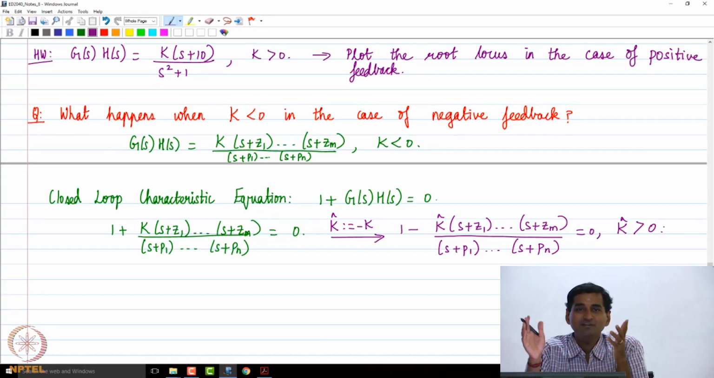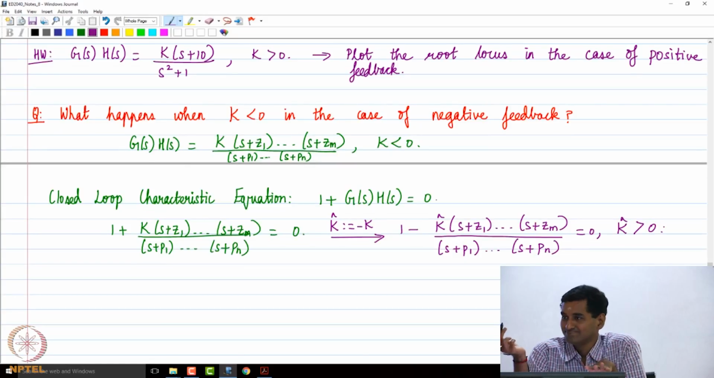okay. But then what you need to do is that whatever answers you give for stability and performance, you change the sign, so that when you quote in terms of values of K, it should be minus of k hat. That's all you need to do when you want to go the other way. So is it clear? Okay.